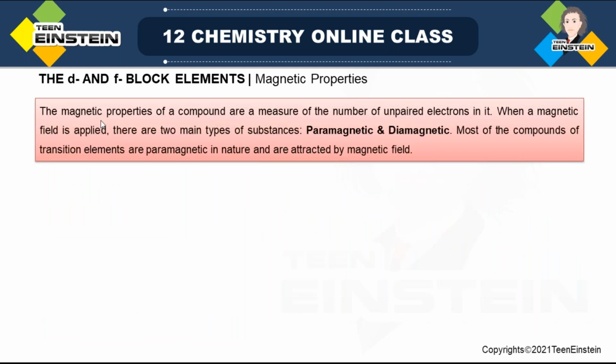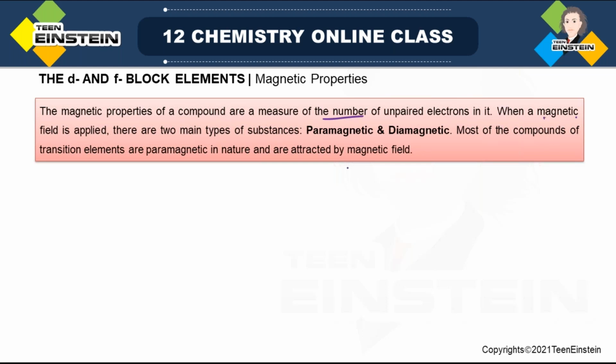Next property, magnetic property. Magnetic property we have not discussed for s block and p block. It is also a very unique character for d block elements. So why is it the case? The magnetic properties of a compound are actually a measure of the number of unpaired electrons in it. If there is no unpaired electron, then there will be one magnetic property. If there are unpaired electrons, then another type of magnetic property.